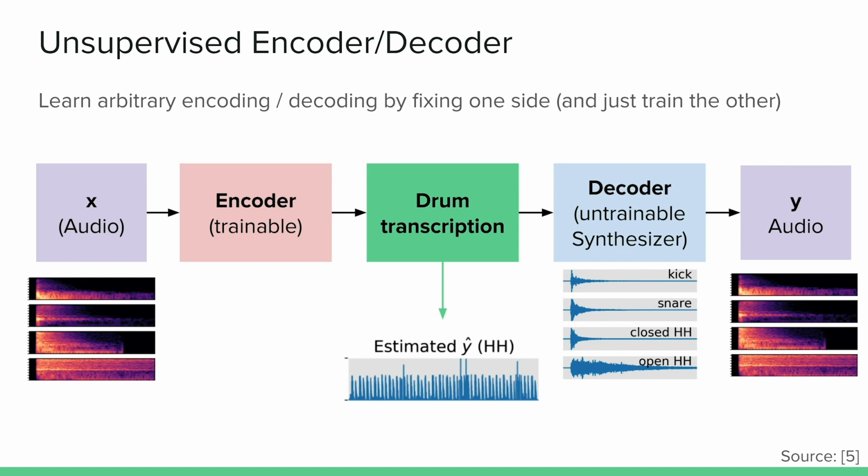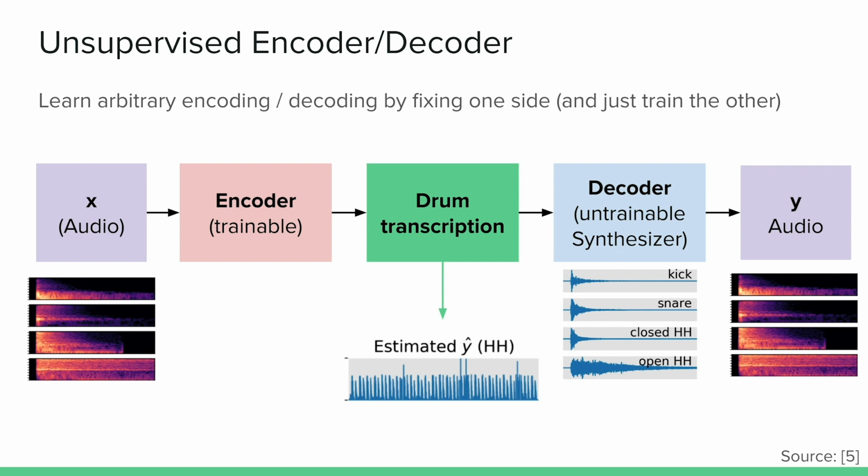Do you see why this is so cool? We don't have to label our audio. We just say, okay, we do this in an autoencoder, but the decoder is fixed. It's a synthesizer. It always creates samples. So the network has to learn how to fiddle with that synthesizer to produce the correct audio samples. And it only is able to do this by learning the drum transcription, because that is what the synthesizer requires as input to be able to produce the correct audio.